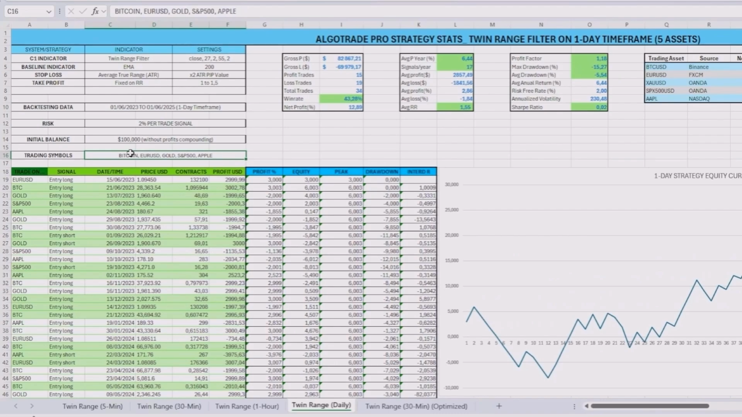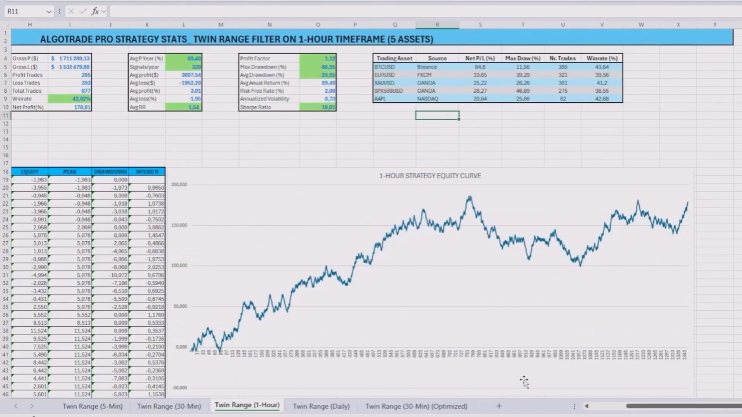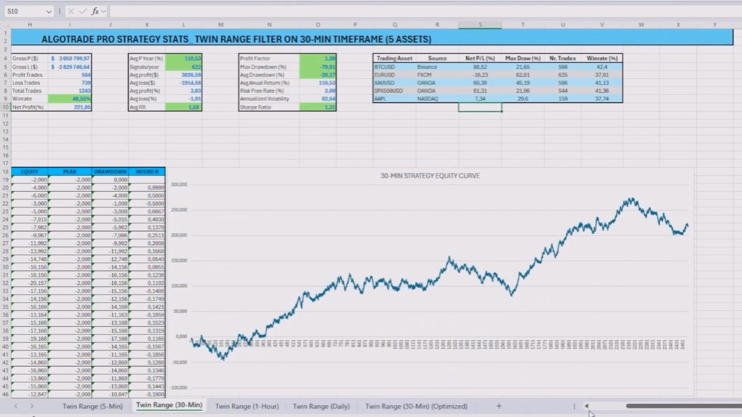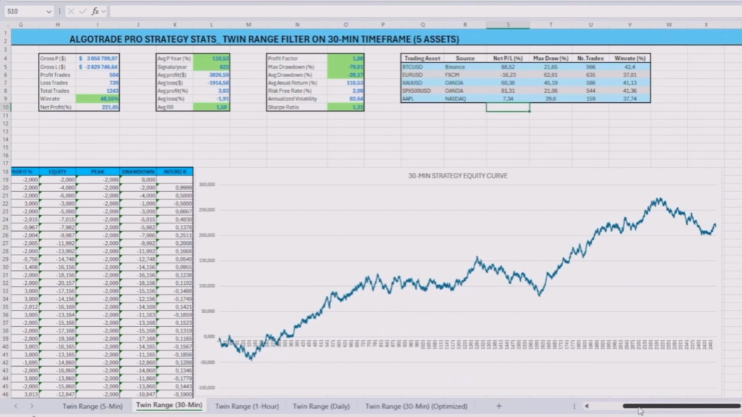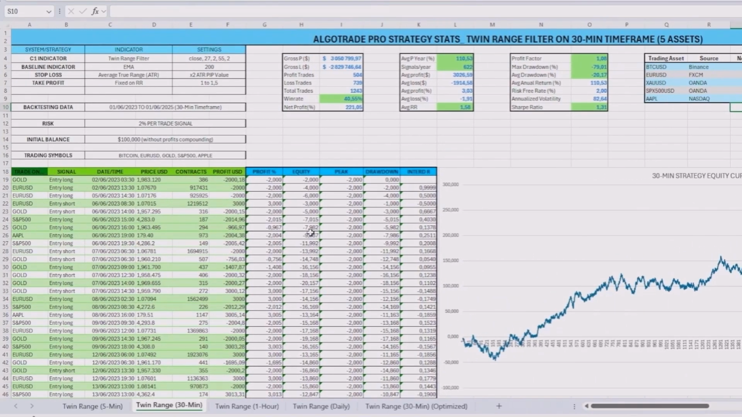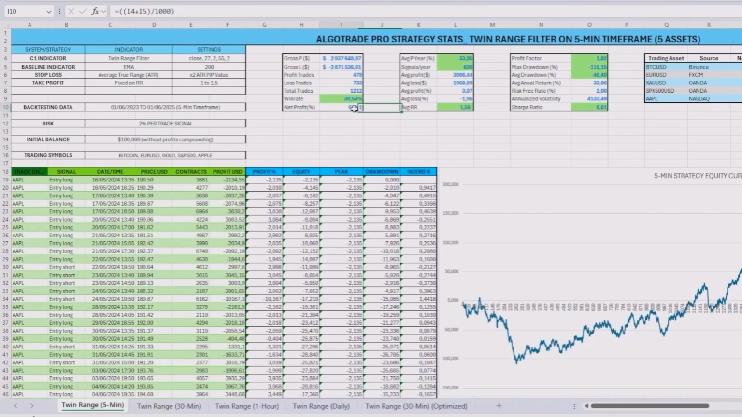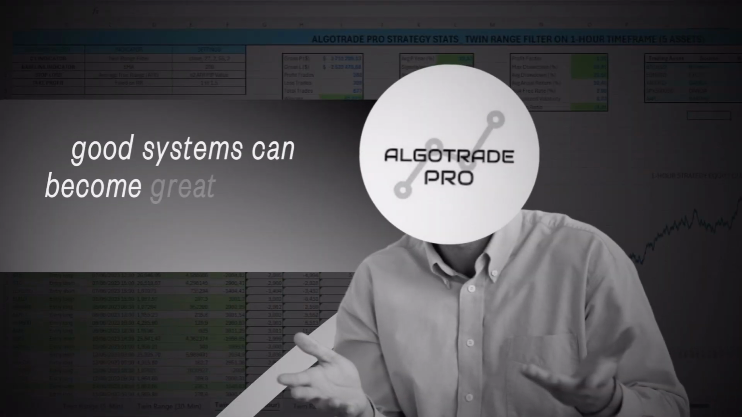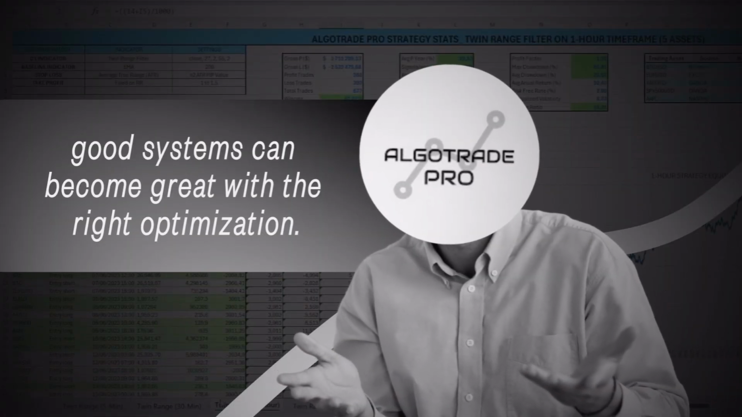Overall, even in its raw form, with no filters, no volume confirmation and default settings, the twin range filter strategy showed strong potential. In fact, we didn't see a single time frame with negative results, but as I usually say, good systems can become great with the right optimization.